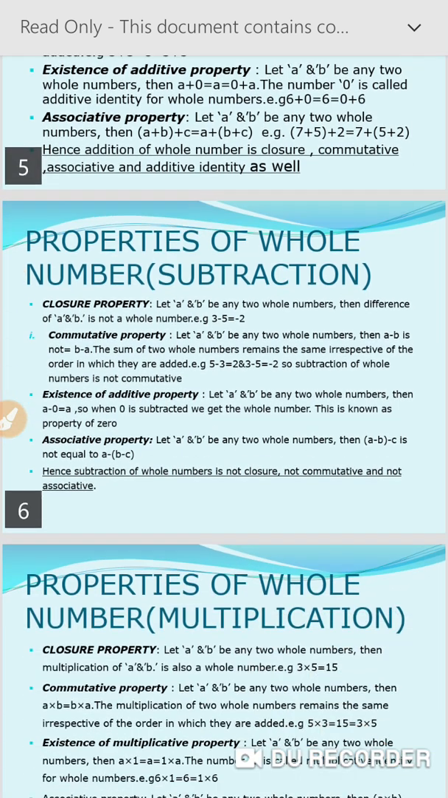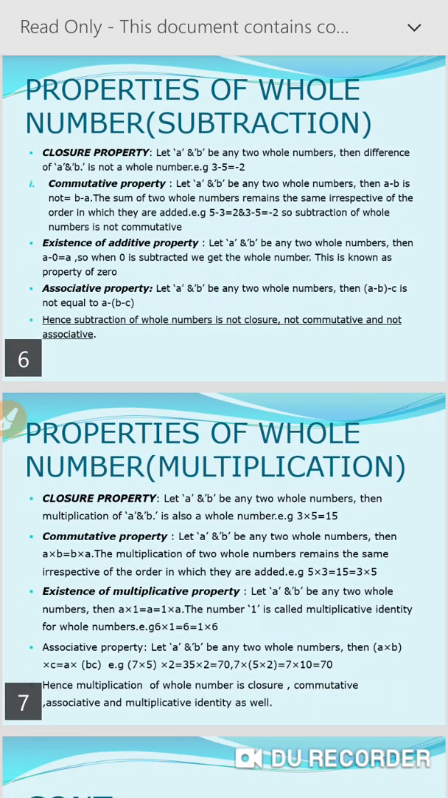Okay, now we'll move on to the next set of properties, that is, properties of whole numbers in subtraction. Let us start. If you subtract two whole numbers, their subtraction will not be a whole number, it can be negative. Suppose I take two numbers, the first one is 3 and the next one is 5. 3 minus 5 is equal to minus 2, and minus 2 is not a whole number. Minus 2 is an integer. We'll do integers later on, it is your sixth chapter.